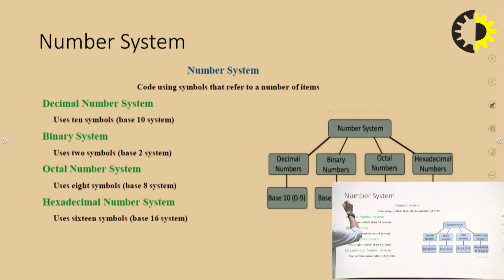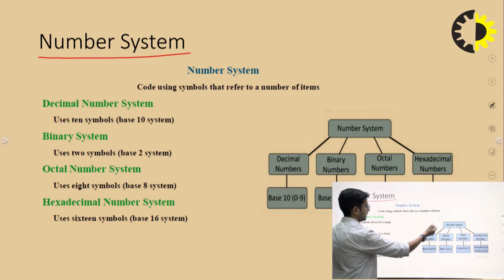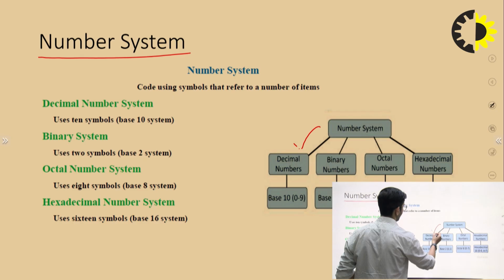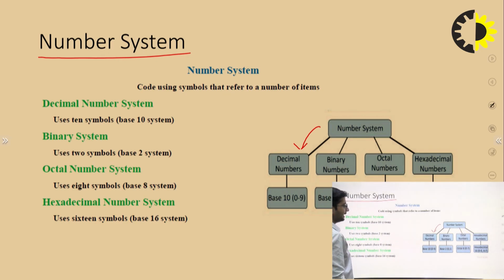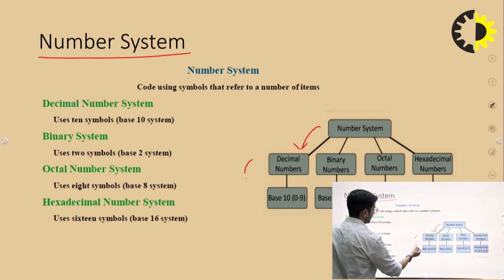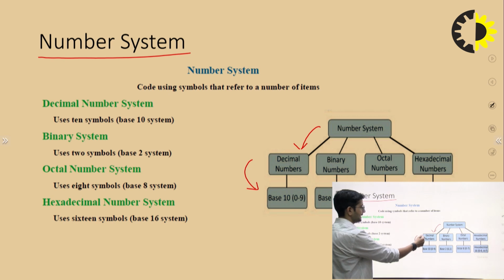Next topic for my presentation is the number system. What is a number system? Code using symbols that refer to a number of items. That means in digital electronics there are various types of number systems to represent data. For example, as we can observe from this diagram, number systems are classified into decimal numbers, binary numbers, octal numbers and hexadecimal numbers. Why is it called a decimal number? Because there are only 10 digits, from 0 to 9. That's why it is known as the decimal number.